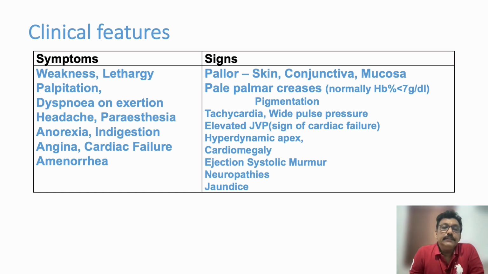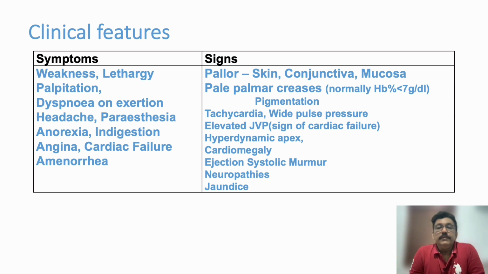Now on examination you can see pallor, the white color of the skin, conjunctiva, subconjunctival area, mucosal membrane, all these things. Palmar creases are pale. Whenever the hemoglobin drops below 7 gram per deciliter, you can see in many patients the palmar creases are pale.